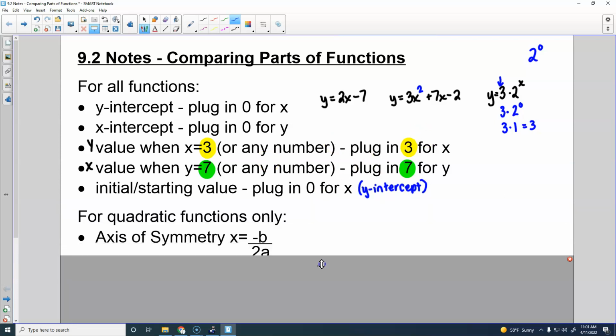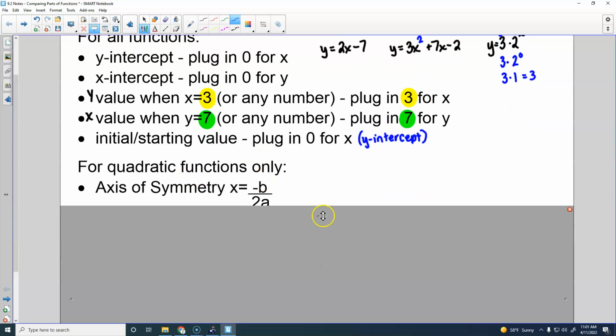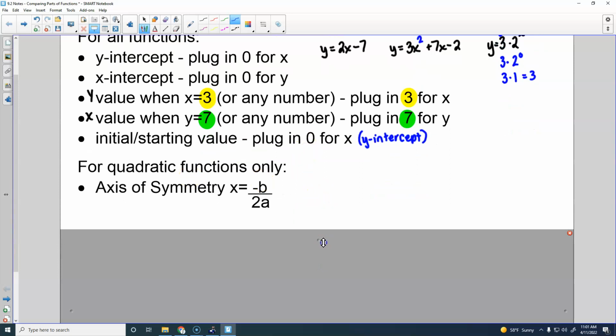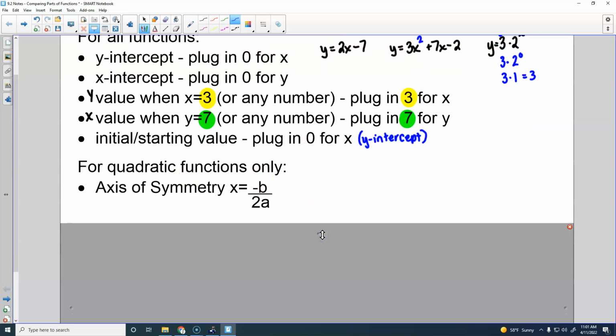Okay. All right. So we got a couple more things. Okay, this is for quadratics only. Okay, so quadratics only. A line or an exponential is not going to have an axis of symmetry. Not a vertical or horizontal axis of symmetry, unless it's a vertical or horizontal line.